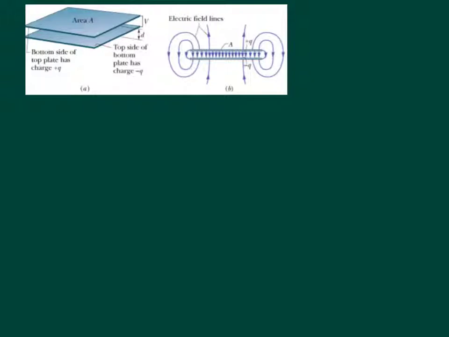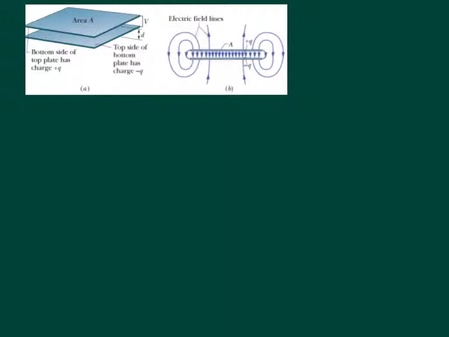Alright, parallel plate capacitor. There are two metal conductors. The top one is positive Q, and the lower one is negative Q, and the distance between them is D. The area of each of these plates is A. Alright, so we'll do some math here.